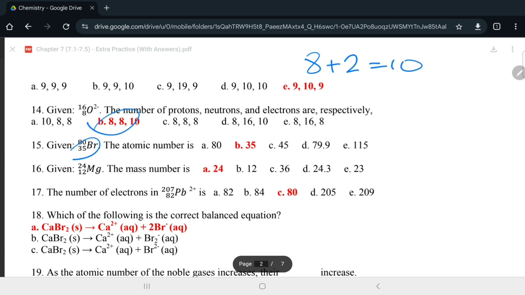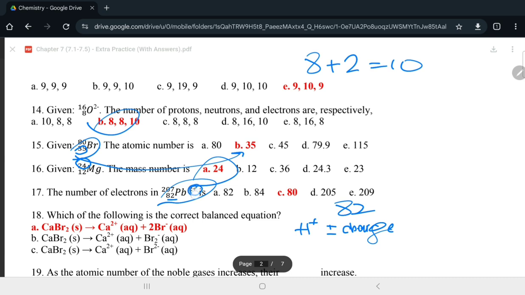Given this bromine, the atomic number is the one at the bottom, which is 35, and the mass number is the one at the top, which is 24. The number of electrons in this lead isotope is the number of protons plus or minus the charge. The number of protons is 82. Here we have 2 more protons than electrons according to the charge. It's positive, so there are more protons than electrons. So we do 82 minus the charge, 2. So 82 minus 2 is 80.